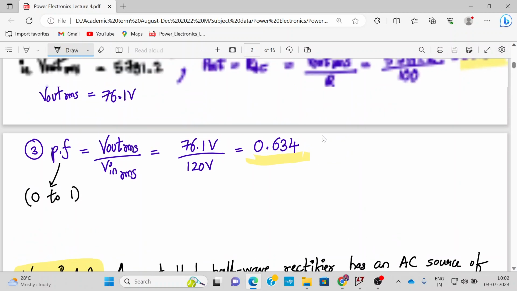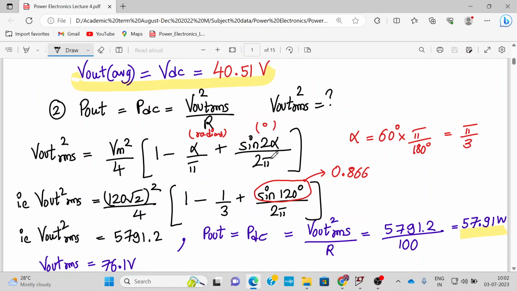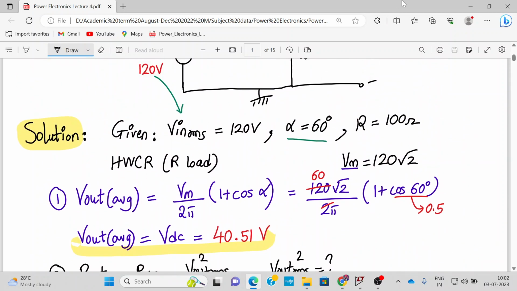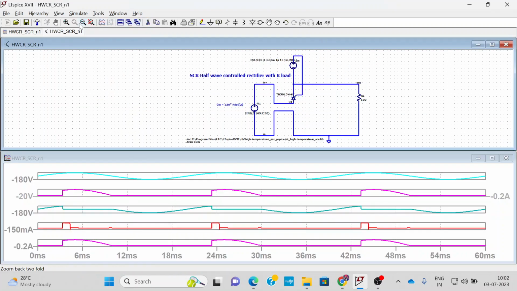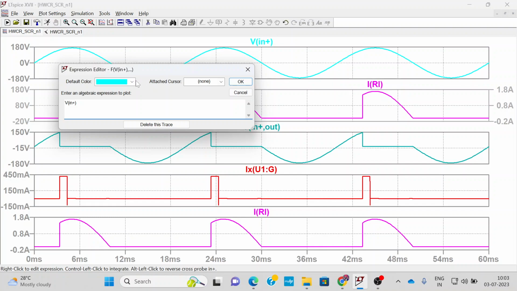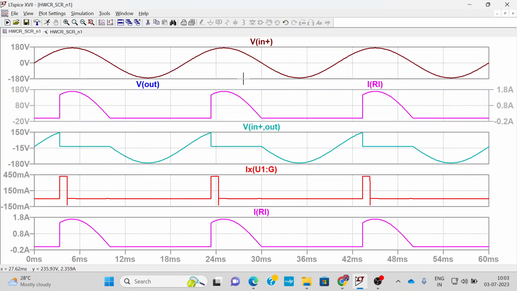Alright, so we'll do one thing. Let us simulate this in LT Spice and check whether the answers are quite close or not. So let's go to LT Spice. We have already made the circuit, and we have given the value of the pulse in such a manner that alpha is coming out to be around 60 degree. So let us simulate. We have simulated and kept the waveforms. Let me change the color to a little bit darker color. This is my V in and that's my V out.